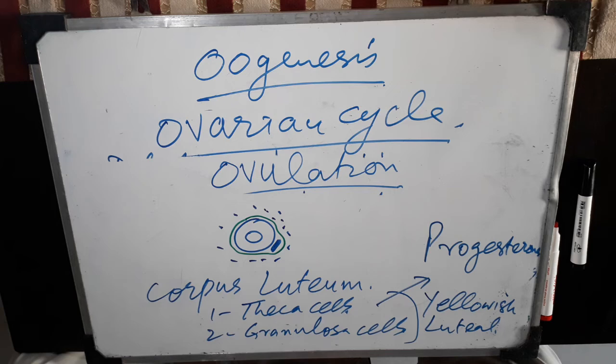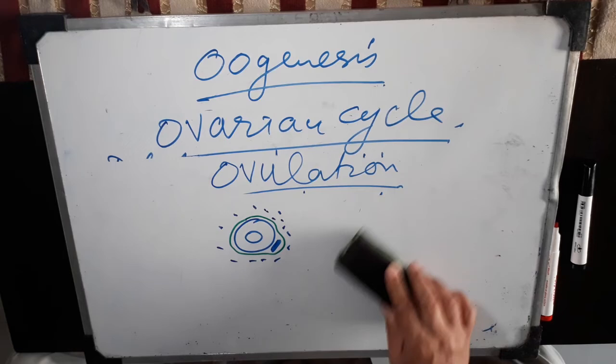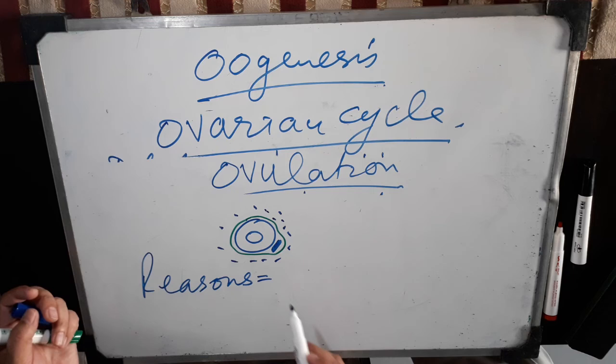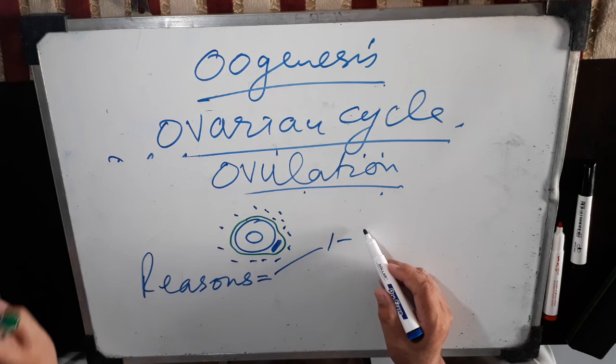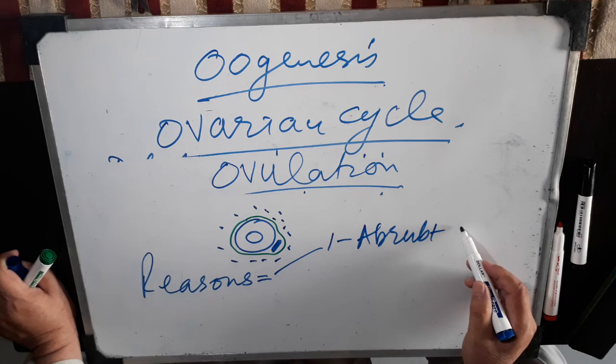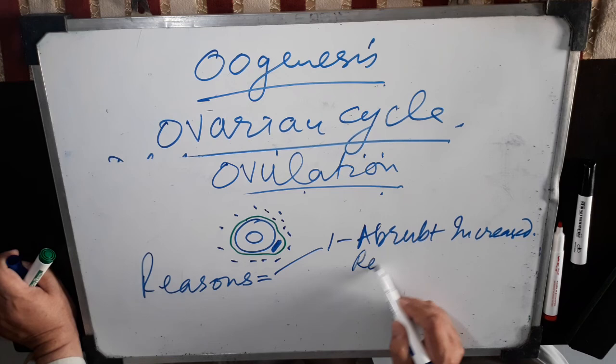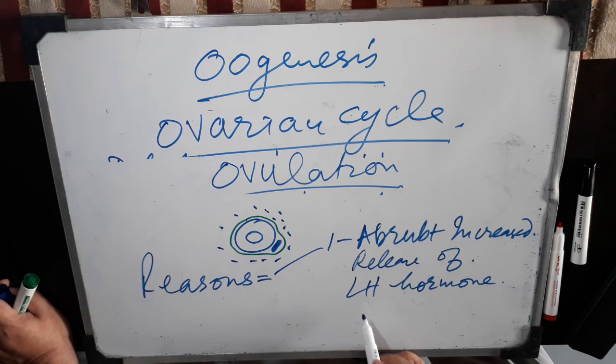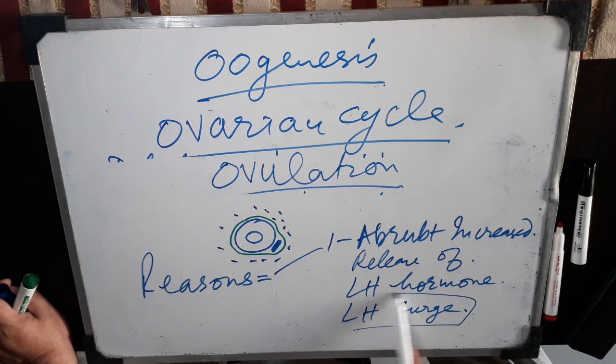And what is the reason for expulsion? Number one, the reasons of ovulation. Number one, the abrupt increased release of LH hormone from the pituitary gland. This is known as LH surge. Abrupt increased release of LH hormone, known as LH surge. Due to this, the ovulation occurs.